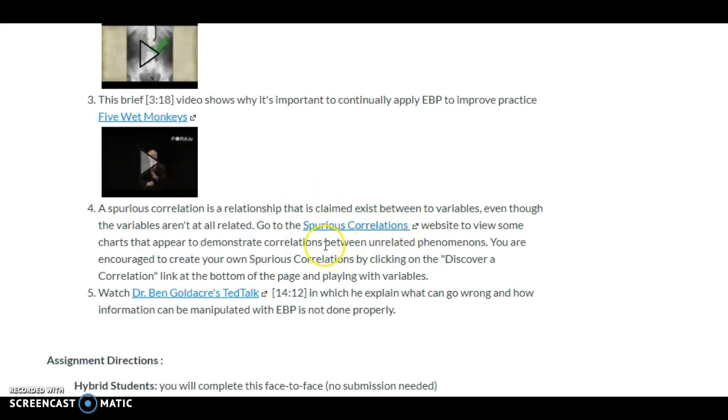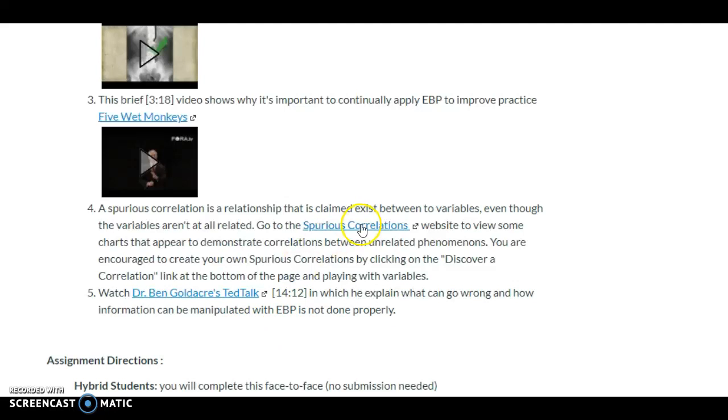This website, Spurious Correlations, shows you how easy it can be to manipulate that data, which is why it's so important for people to take a course such as this one to learn how to find reputable data instead. And then there's a TED Talk down here. It's a bit longer, but very engaging. It shows how, at a professional level, the data can be manipulated to show skewed evidence that makes it hard to gauge one's practice.